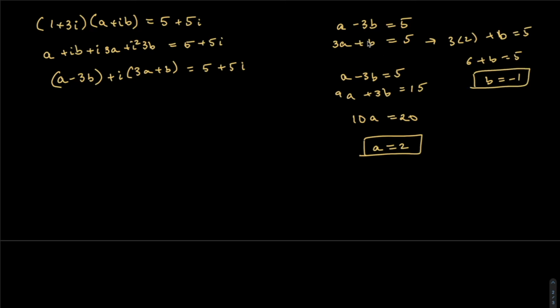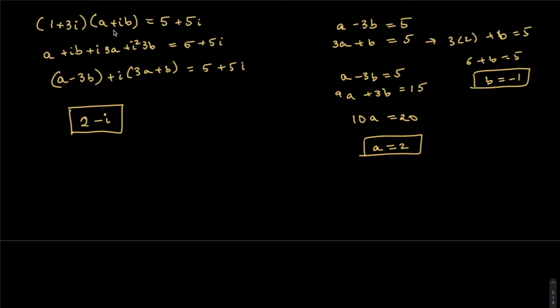Okay, and we can check by putting in both. So if we have 2 minus 3 times minus 1, which is plus 3, so 2 plus 3 is 5. And then we have 3 times 2 is 6, 6 plus a negative 1, which is also 5. So we know we've got the correct variables. So basically this other complex number is 2 minus i. That's it. Right? That was all.